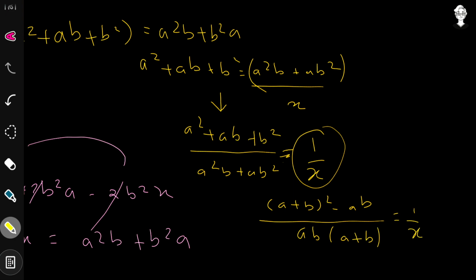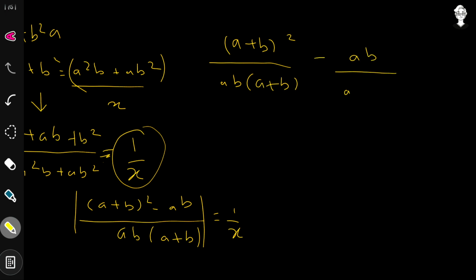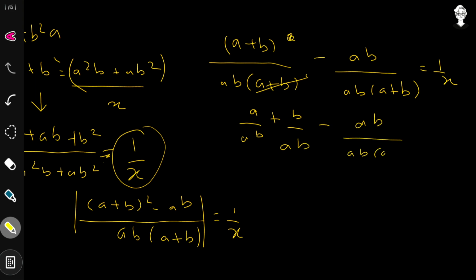Now I can separate the denominator over here. So we will have a plus b the whole square divided by ab multiplied with a plus b, minus ab upon ab multiplied with a plus b, and this is equal to 1 upon x. In the numerator a plus b the whole square and in the denominator a plus b to the power 1, so this will cancel out this square, and again we can separate the denominator over here, that is a plus b upon ab can be written as a upon ab plus b upon ab, minus ab upon ab multiplied with a plus b as it is, and this is equal to 1 upon x.